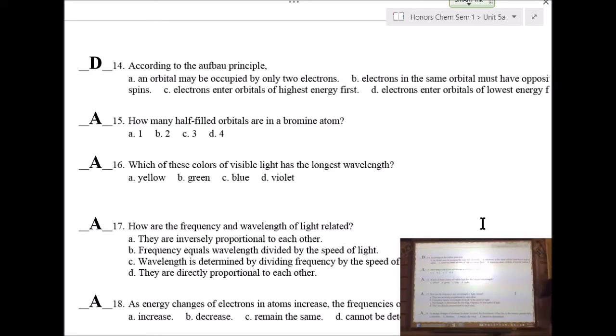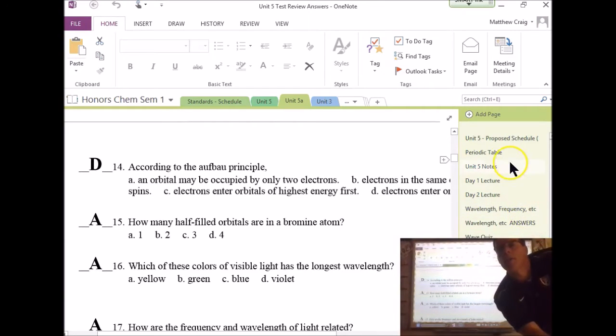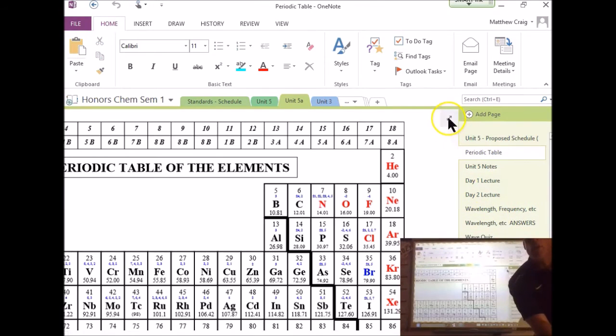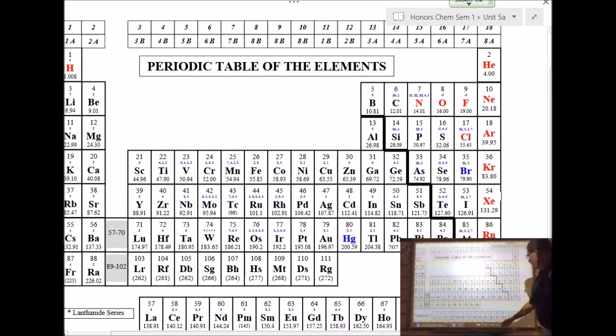How many half-filled orbitals are in bromine? So when we look at all the orbitals for bromine, they are filled up all the way up to, here, let me pop the periodic table up so we can see. So if we look at, where's the periodic table at? Okay. So looking at bromine, okay, bromine's right here.